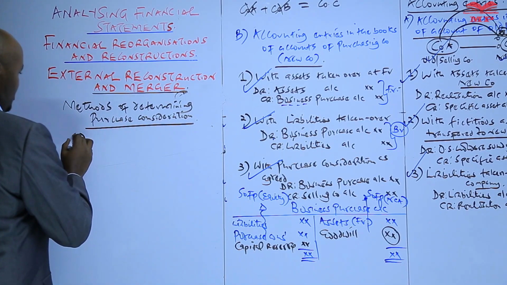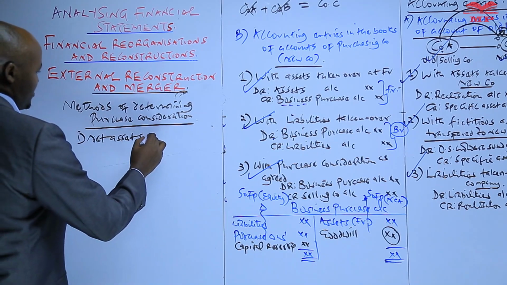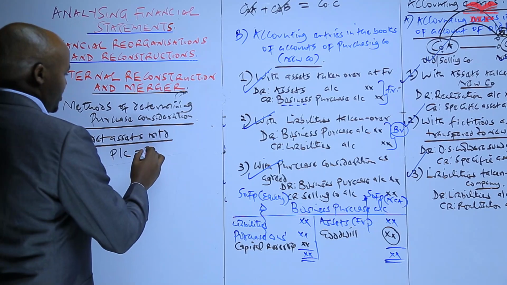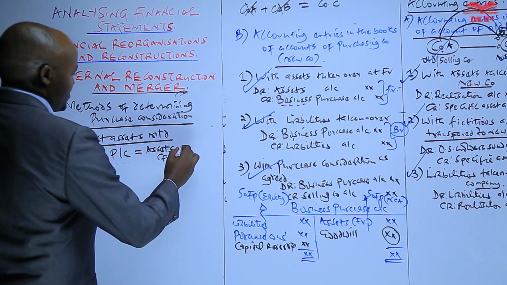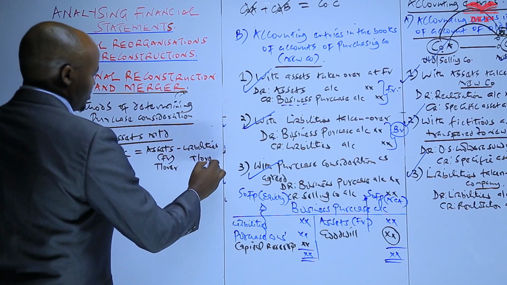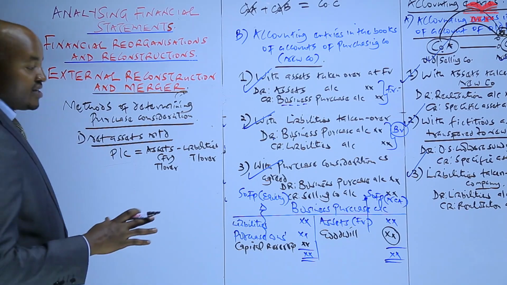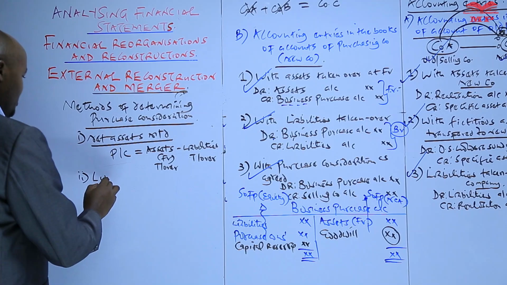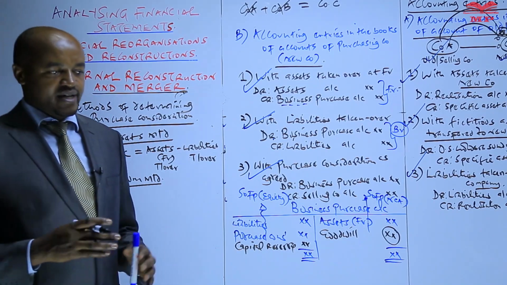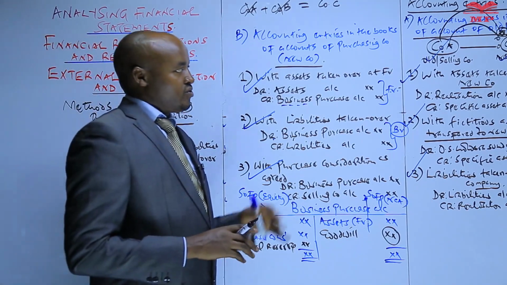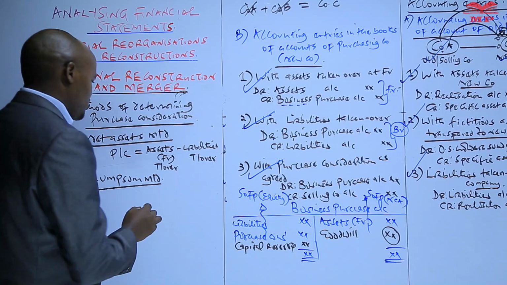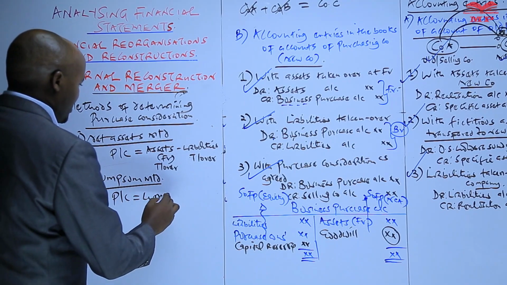The first method is known as the net asset method. In this case, the purchase consideration to be paid to the shareholders and the other financiers of the old company is equal to the total assets which were taken over at their fair value minus the liabilities taken over. Any difference is the purchase consideration. The other method is known as the lump sum method. Under this method, the purchase consideration is agreed as a lump sum amount. It means that the owners of the new company will have to sit down with the shareholders of the old company and agree on a lump sum figure which will be paid to them as a purchase consideration.